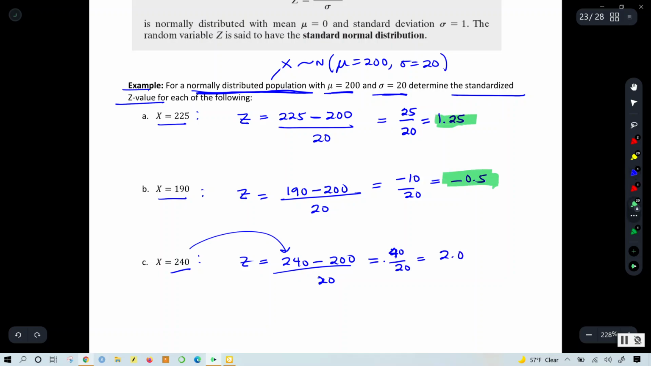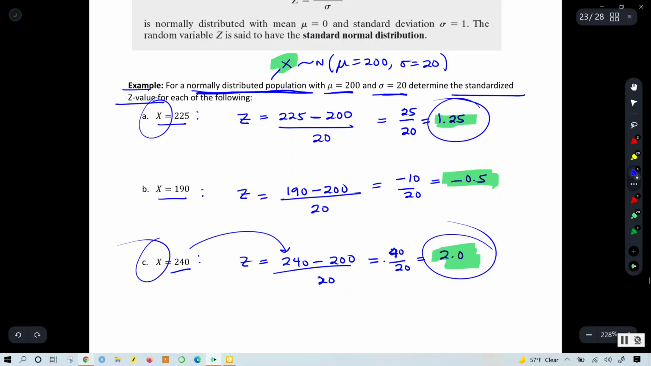Each of these values are z values that would constitute the z distribution corresponding to this x distribution. Remember that we did this earlier in chapter 3, and we learned that since this is positive and this is positive, each of these x values are above the mean value of x, whereas since this is negative, it indicates that 190 is below the mean of 200.